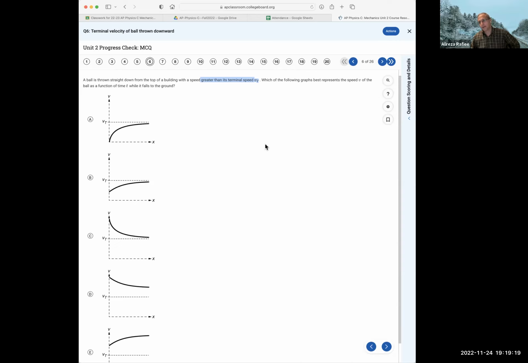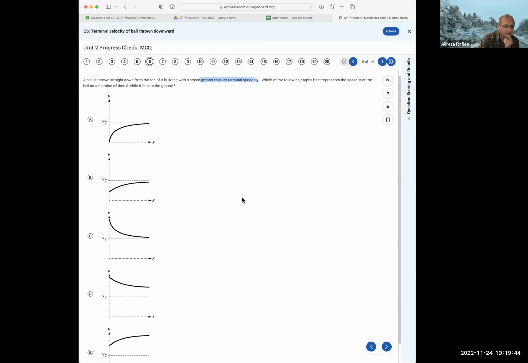Does that make sense? If it was slower than terminal velocity, then its velocity would have increased to reach the terminal velocity. But now it's already moving faster than terminal velocity. Now you have to get rid of some of this. So there's an acceleration in the opposite direction, upward. So it slows down initially, and then it becomes constant.